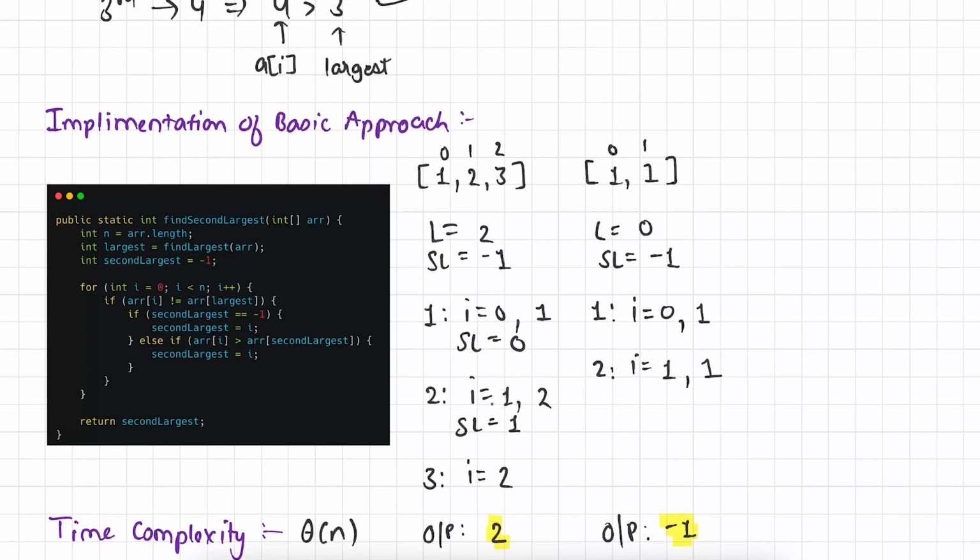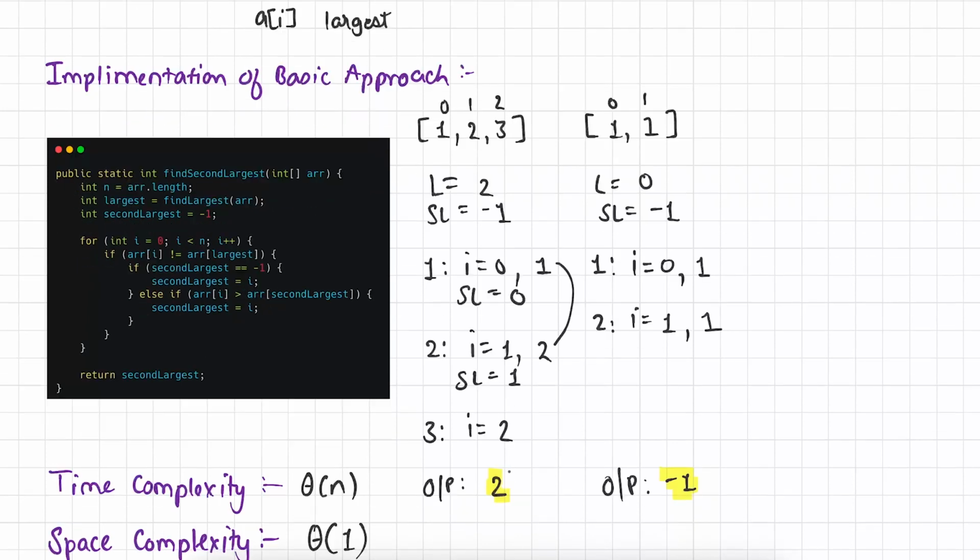In the next iteration i becomes 1, the value at index 1 is 2, and we check if 2 is greater than 1. Since 2 is greater than 1, we update SL to 1, meaning the second largest element now exists at index 1. In the next iteration i becomes 2, and 2 is not less than 2, so this condition becomes false and we come out of the loop. In the end, we return 1 as the index of the second largest element.